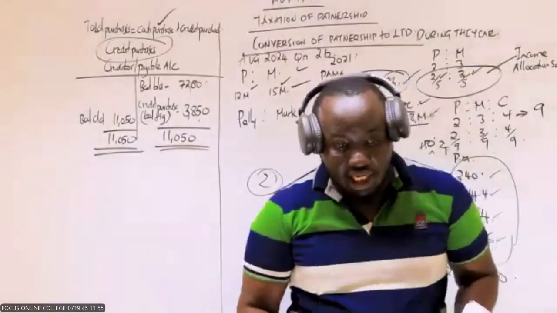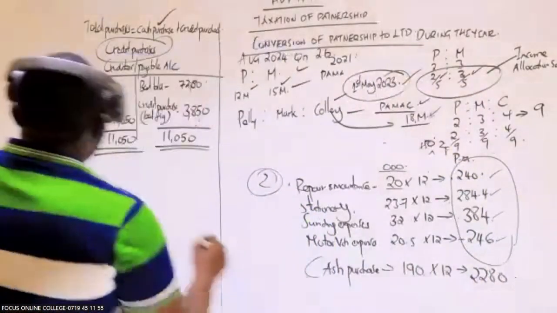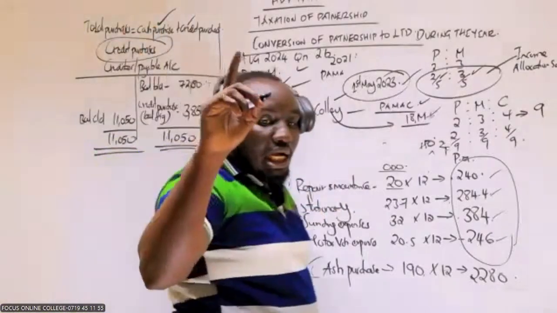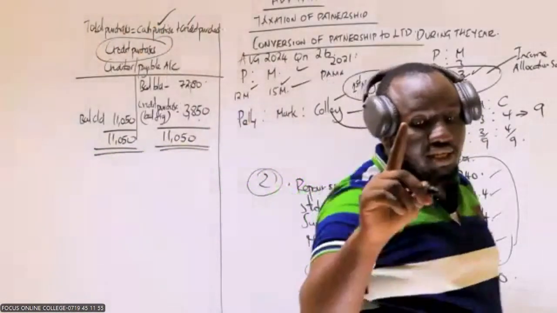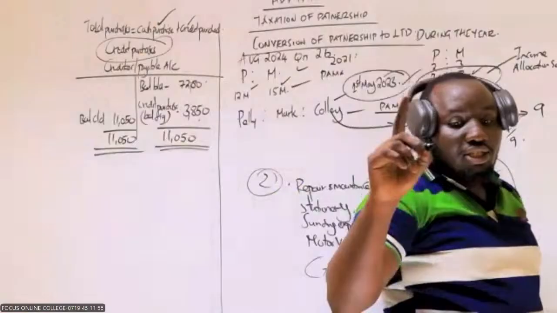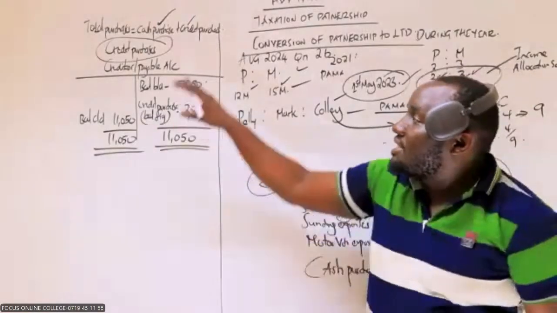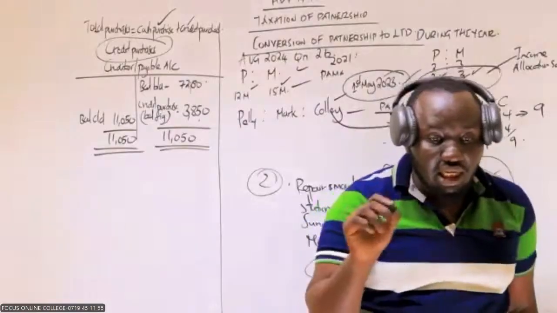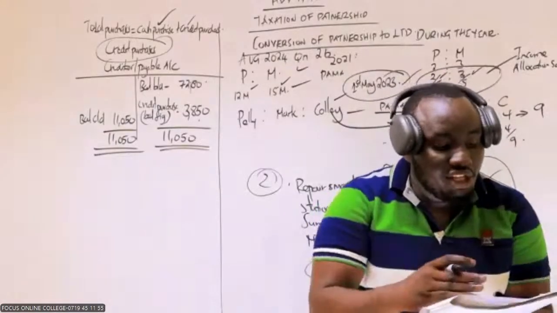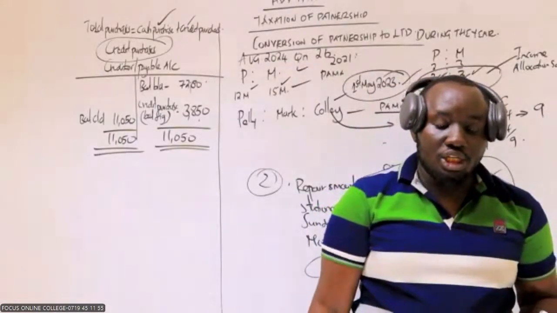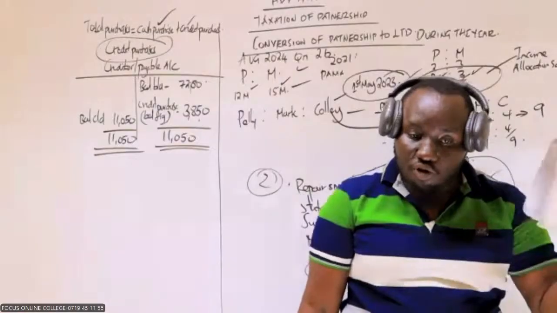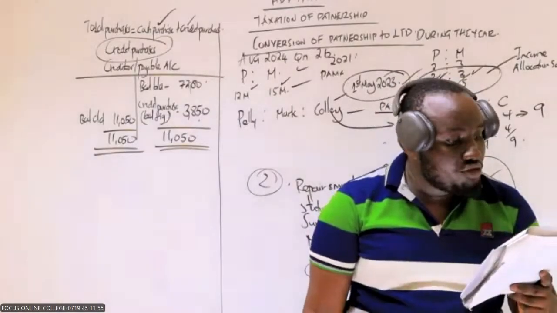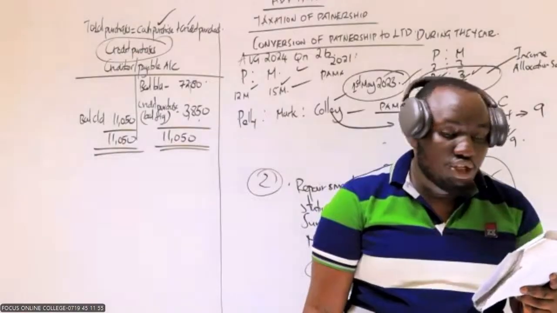Perfect. So then we come here. We understand, but don't rush. Are we together? Don't rush to get the total purchases. Maybe the examiner, apart from this cash purchase, has another cash purchase. So don't rush. We read the question fully together.